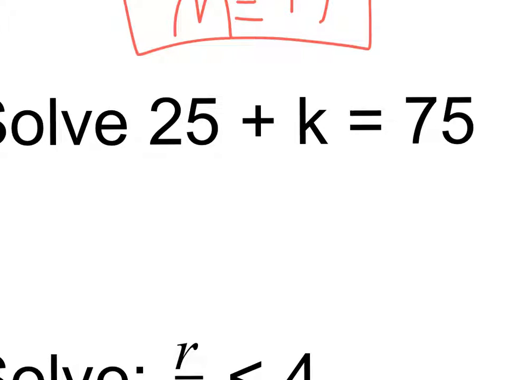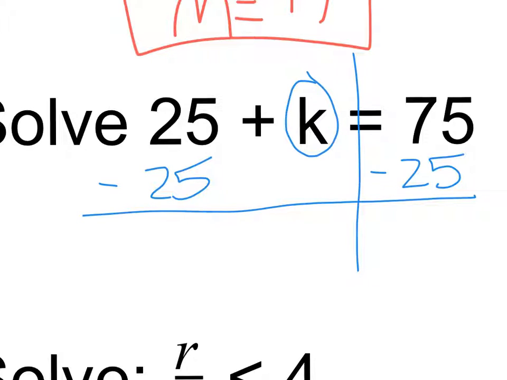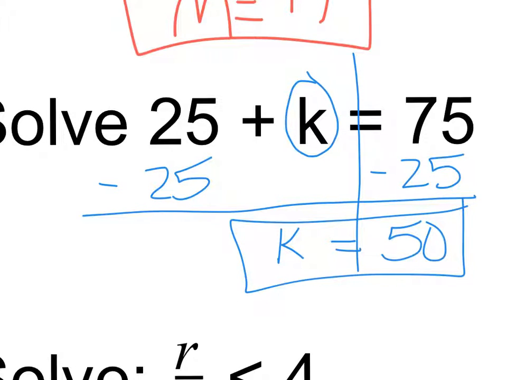Problem number 2, 25 plus k equals 75. Once again, we're going to circle the variable because we want to get it by itself. In this case, we're going to subtract 25 from both sides, which leaves k on the left and 50 on the right. So k is equal to 50.